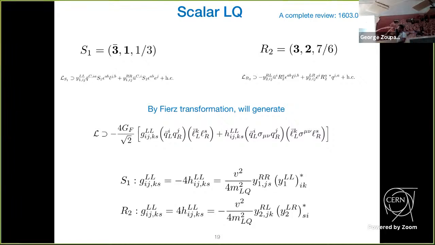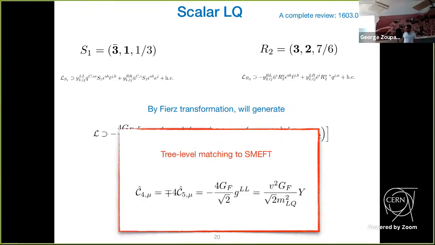And for the matching, there are a lot of indices, but when we look at just the flavor conserving terms, it's much easier. Both of them are generated. So this is one case in which we have a more complicated initial condition, where we generate both operators in the S1 and R2 case. And as I said, the tree-level matching to MEFT is really easy. Both of them are generated with the same coefficient, just with a proportionality term. For the S1 it is a minus and for R2 it is a plus. And this matching just depends on the coupling over the mass of the leptoquark.